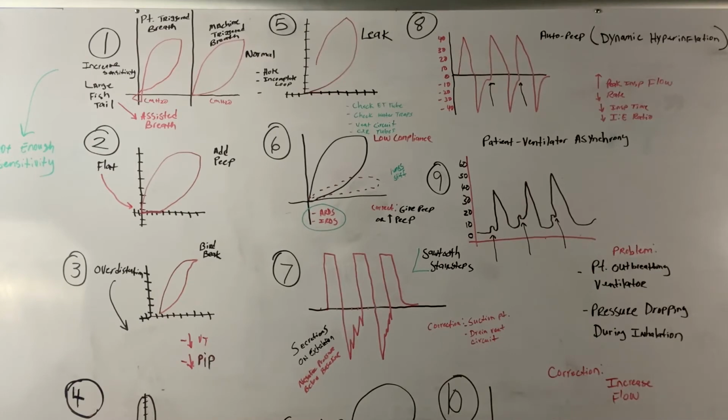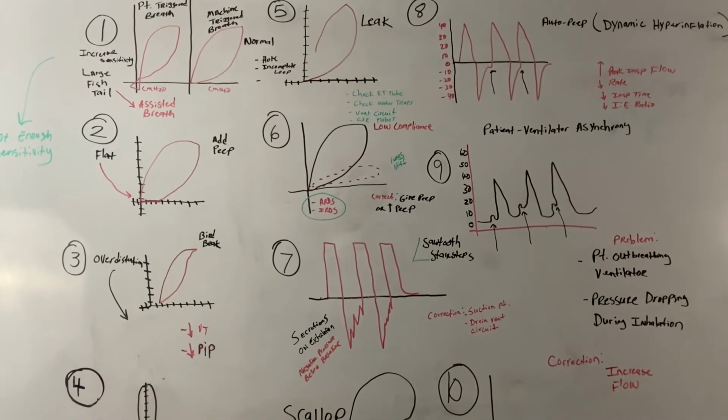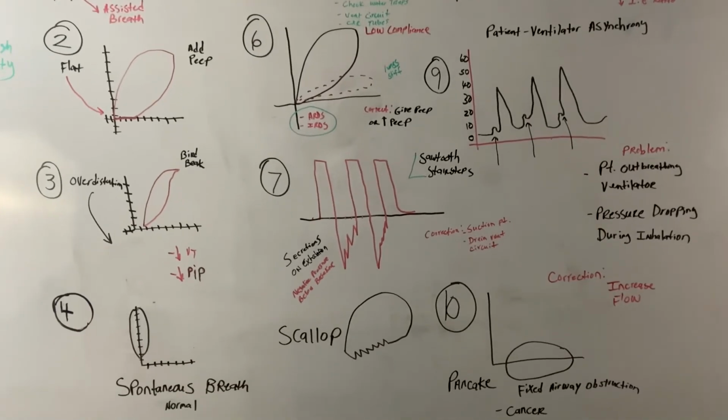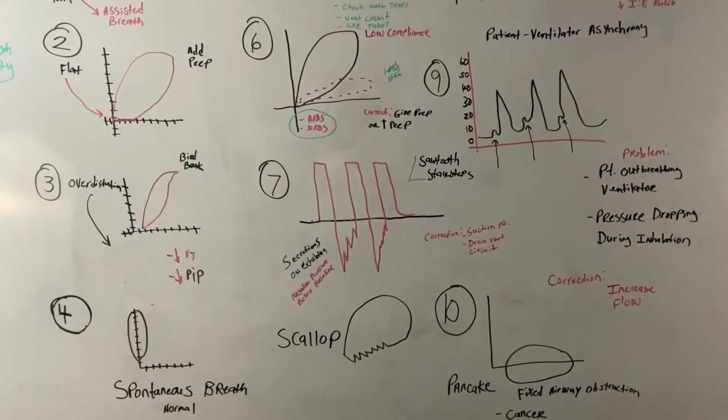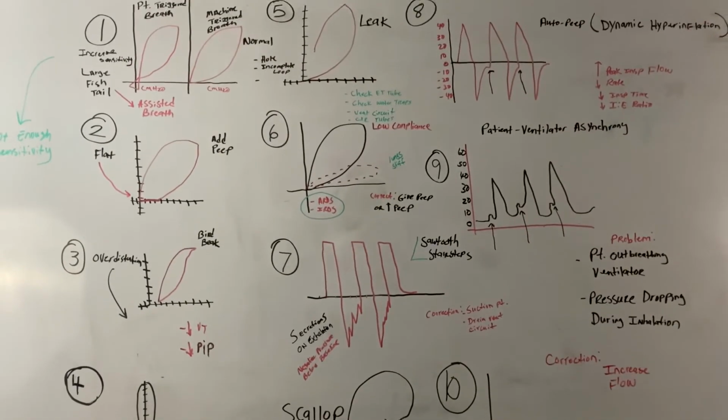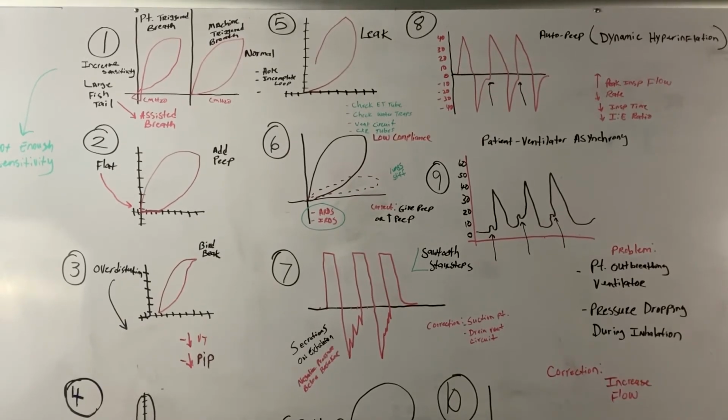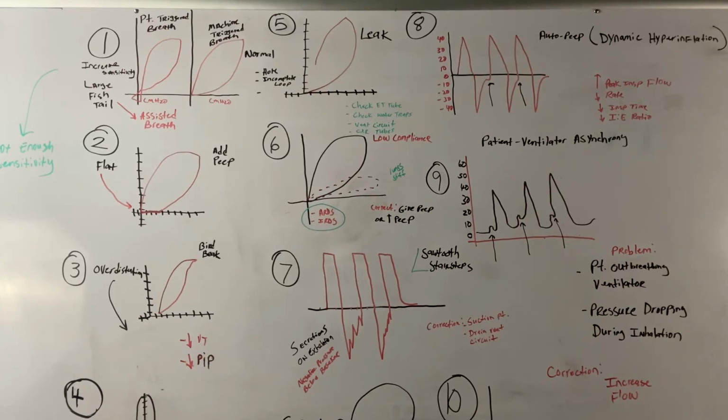And our graph on number 7 is represented by a sawtooth or stair step. And then there's another one that looked like a scallop that we could focus on just a little bit. There you go. It's scallop looking, but the main thing is that it looks like a sawtooth or a stair step. And these are secretions in the airway. The solution to this is simply suction your patient or drain the ventilator circuit.